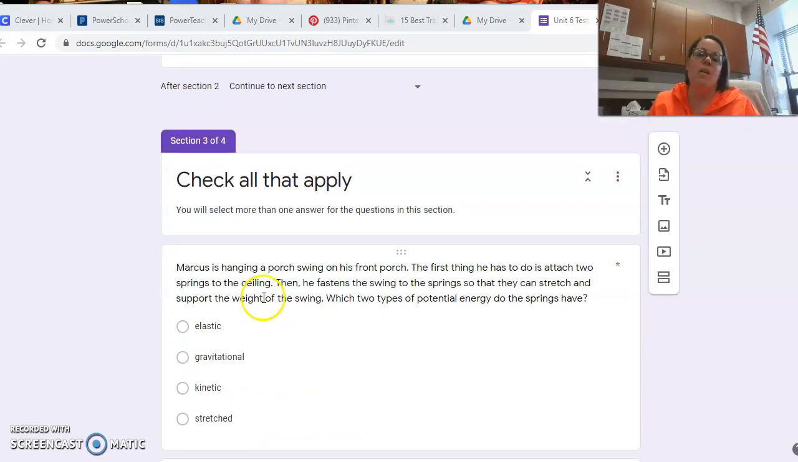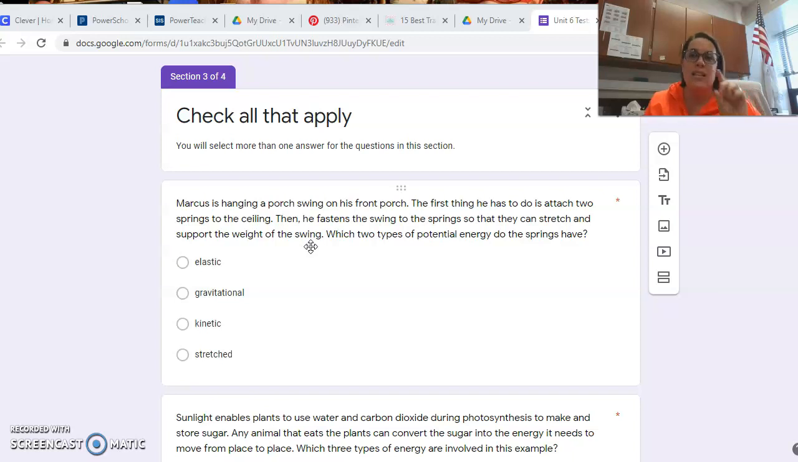Keep going. All right, after you've got your writing done, you're going to click that next button and we're going to go on to section 3. This one is kind of tricky, guys. It's a check all that apply. So make sure in this section you are selecting multiple answers, and it will tell you probably how many you need to have, but you're going to select more than one, and that's important to know.